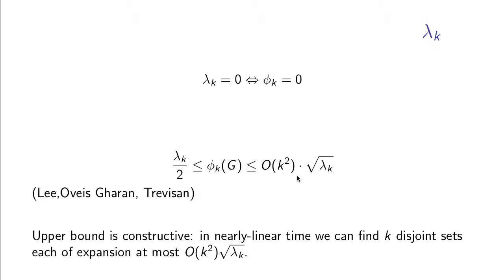And this upper bound is proved constructively, so that if you have the eigenvectors of lambda 1 up to lambda k, you can find k disjoint sets, each of expansion at most order of k squared times the square root of lambda k.